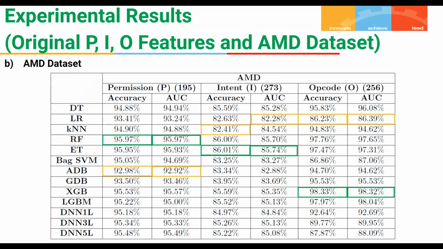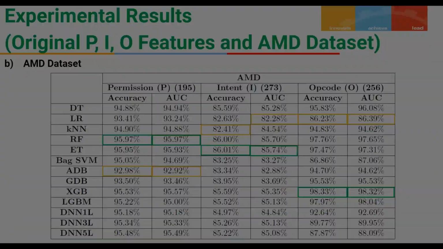Coming to the AMD dataset, we can see that Random Forest has achieved the best accuracy and AUC for permissions, while Extra Trees has achieved the best accuracy and AUC for intents. Extreme Gradient Boosting has achieved the highest accuracy and AUC of 98.3% for opcodes. AdaBoost has achieved the least accuracy and AUC of 92.9% for permissions, while K-nearest neighbors and logistic regression have achieved the least accuracy and AUC for intents, while logistic regression has achieved the least accuracy and AUC for opcodes.